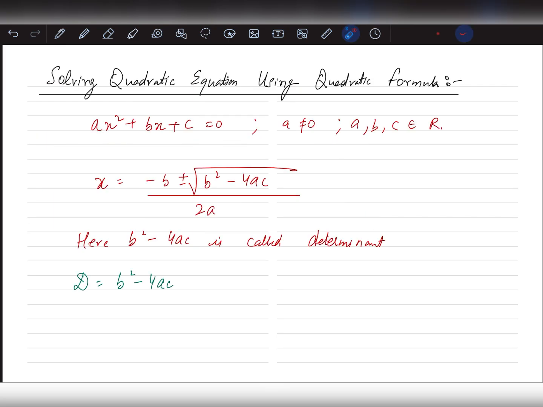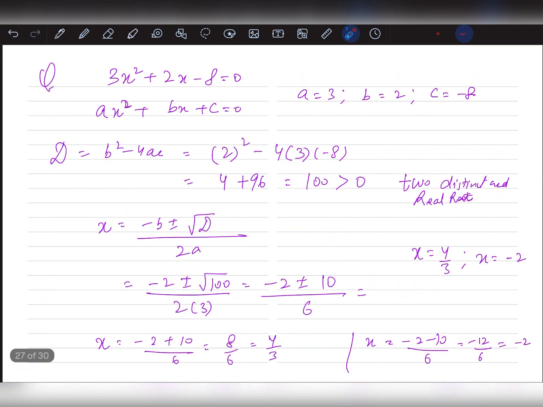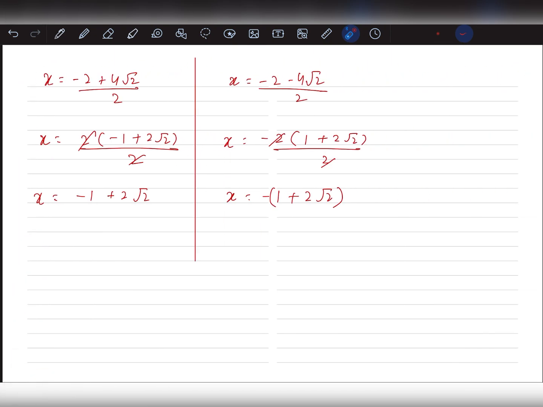Today we solved quadratic equations using the quadratic formula. Hope you got the method.